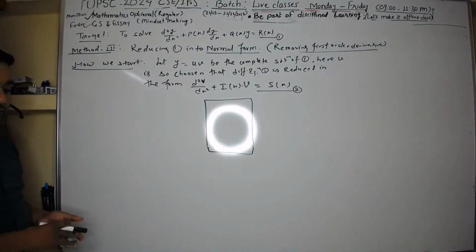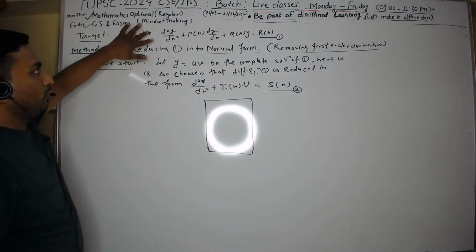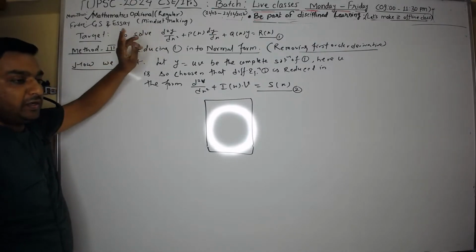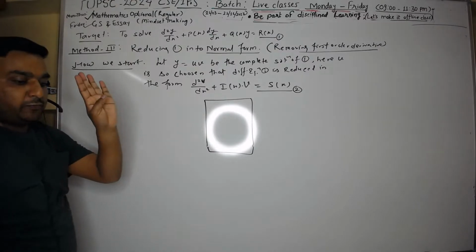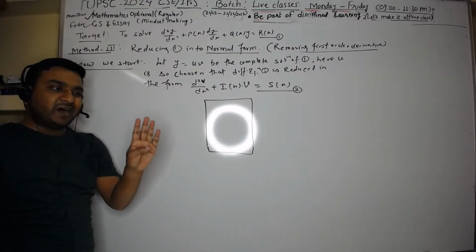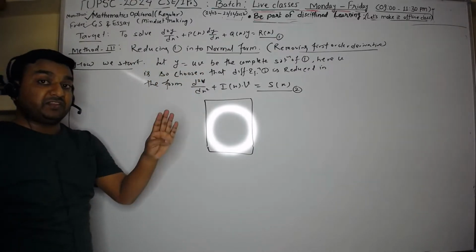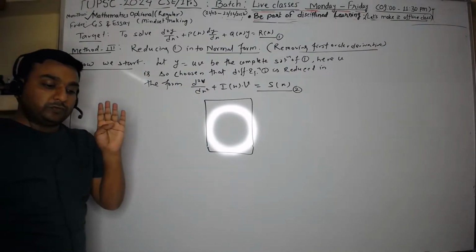So for persons who are late in the class, I'm saying we want to solve this differential equation. We have already done two methods. There is a third method to solve. There are four methods. UPSC especially asks you to solve by a particular method. So we need to do all those four methods.